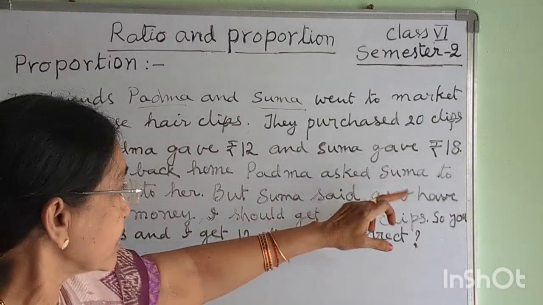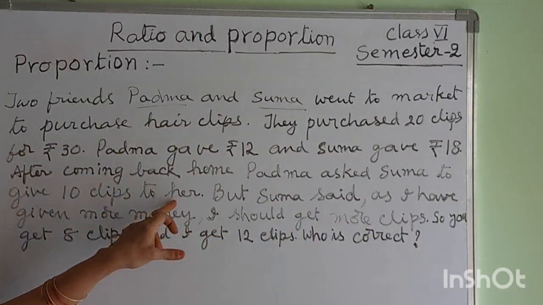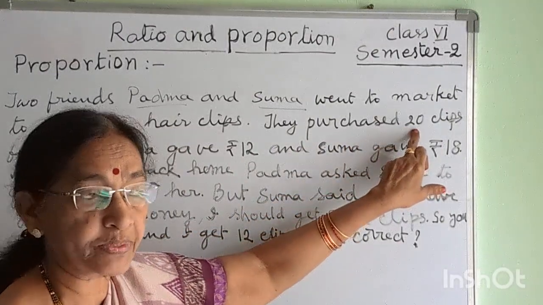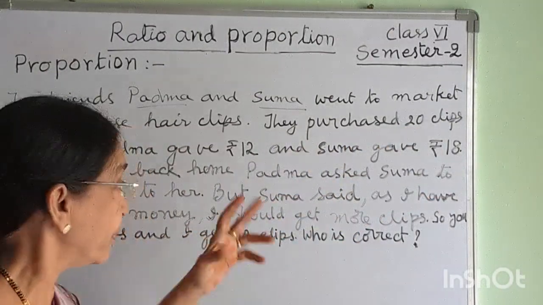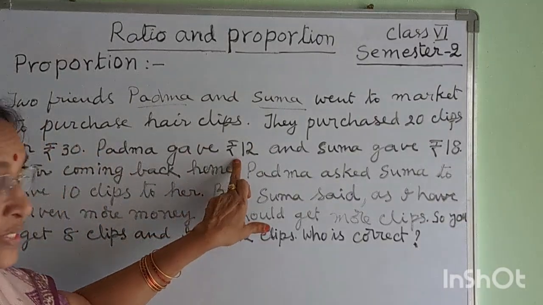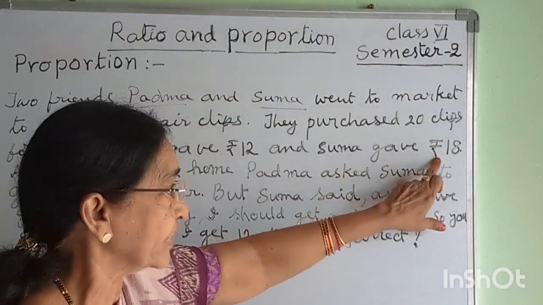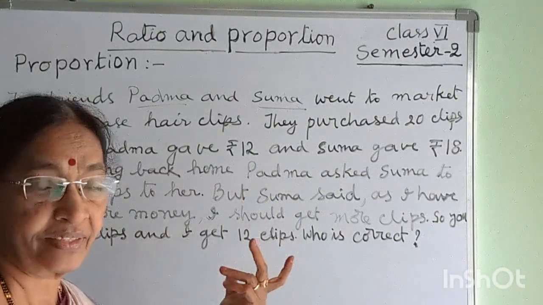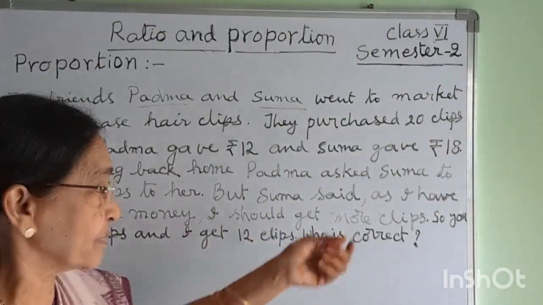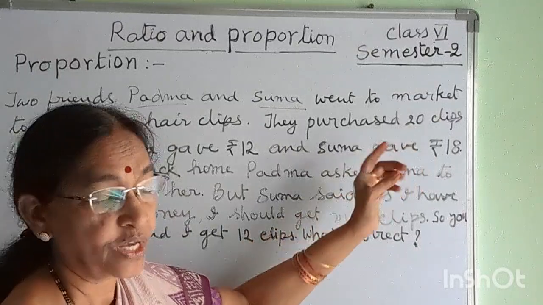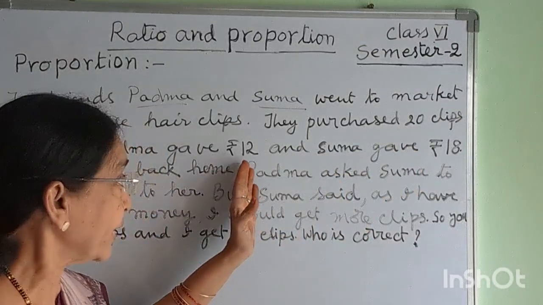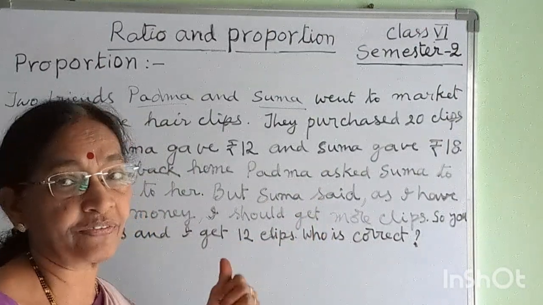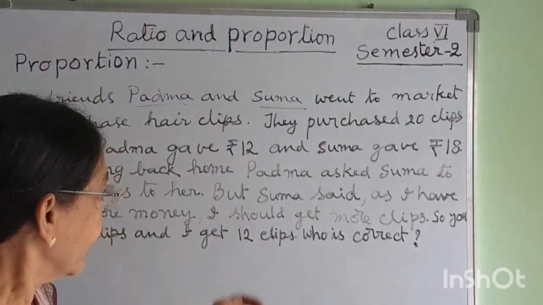Therefore, Padma asked Suma to give 10 clips to her, to give half of the clips. They purchased 20 clips, and she asked for 10 clips, but she paid only 12 rupees. The other girl, Suma, paid 18 rupees. Therefore, she won't get an equal share. She won't get 10 clips. 10 is half of 20. So she paid less than half, and she should get less than half of the total clips.